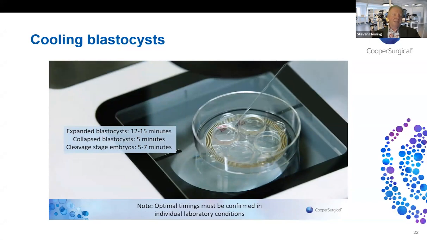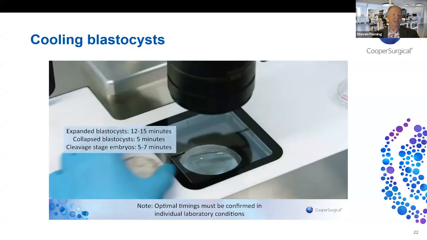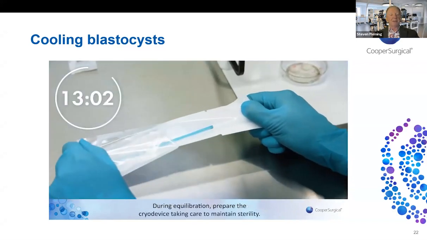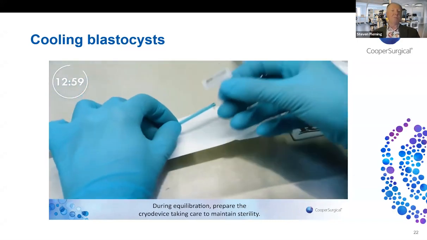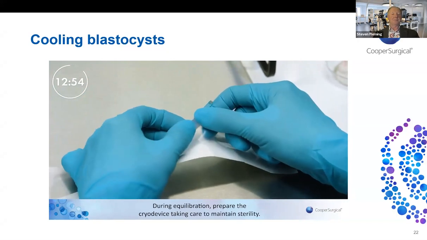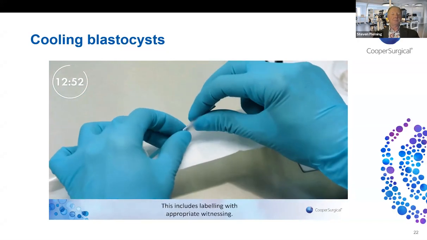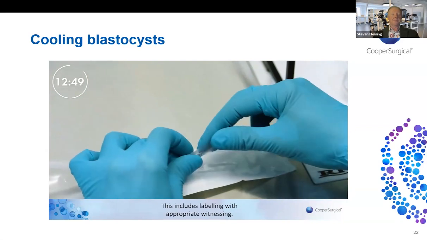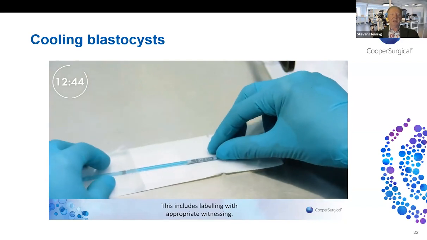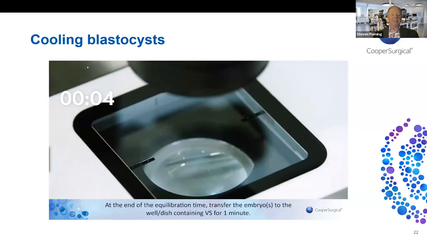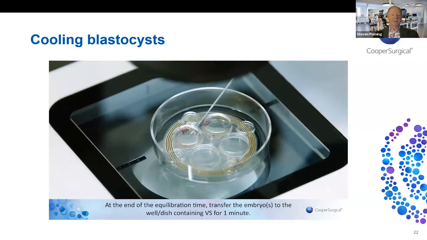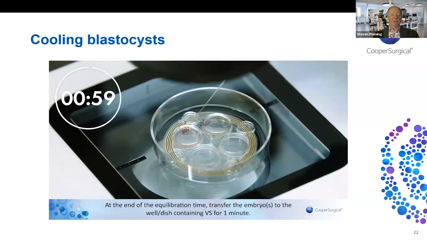So typical ranges are 5 to 7 minutes for cleavage stage embryos, 5 minutes for collapsed blastocysts, and 12 minutes for expanded blastocysts. Again, during the equilibration period, you can prepare your carrier. Again, very important to get that witnessed as being correct labeling for that patient. And now transfer to your vitrification solution.